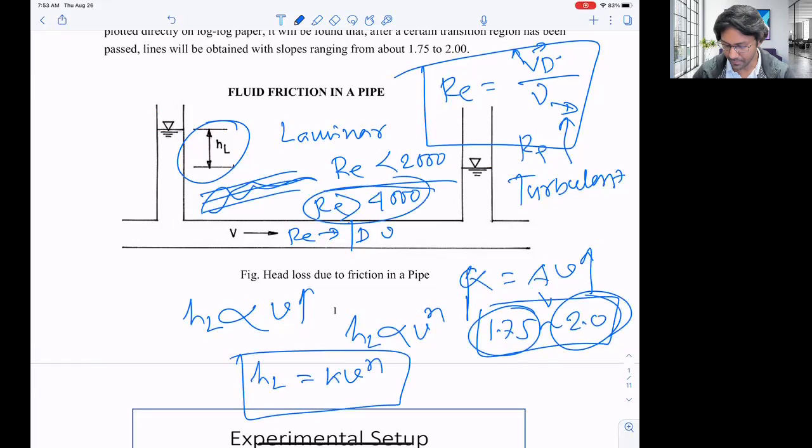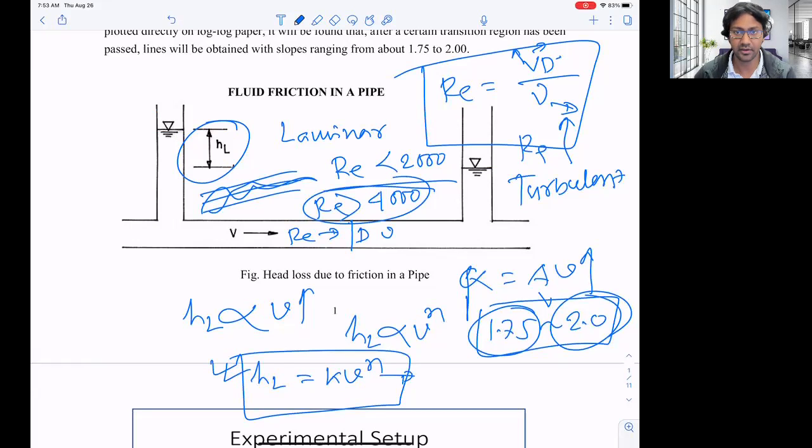We know that, right? If you want to replace any proportionality, we need to use a constant, so K. So we'll calculate the value of K and the value of n. This value of n should be between 1.75 and 2. So that is the condition. When the flow is turbulent, we have this relationship between head loss and velocity. In this experiment, that's why we are going to calculate the head loss and relate it with the velocity.